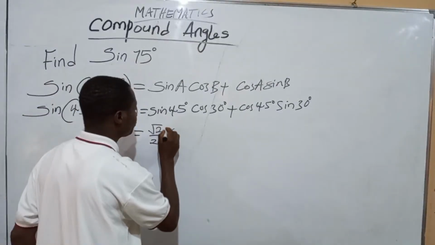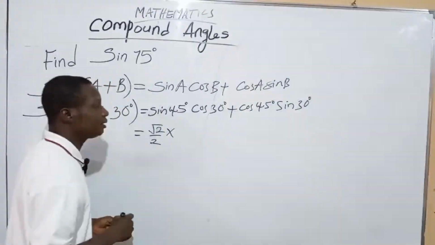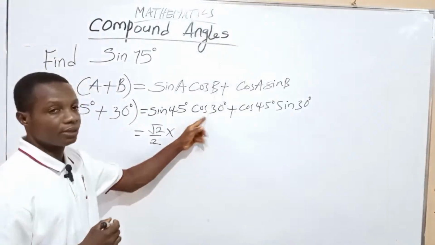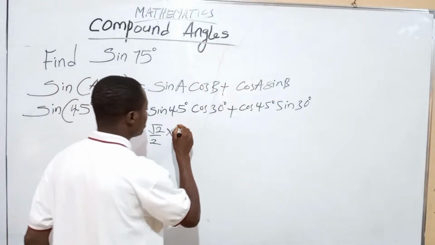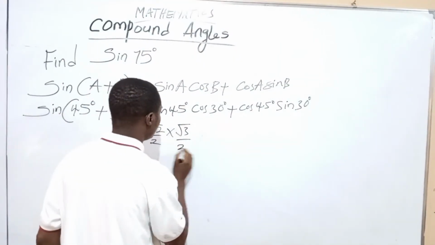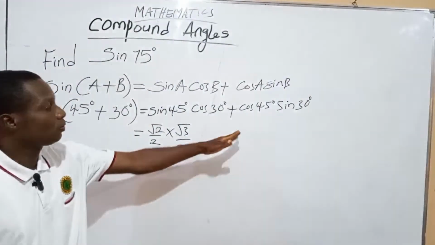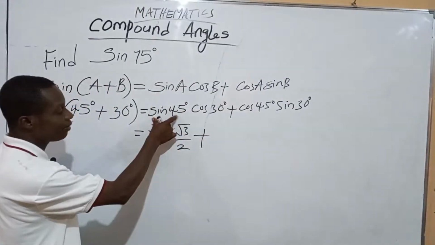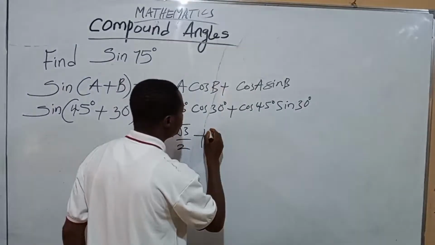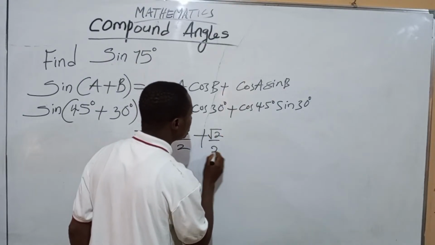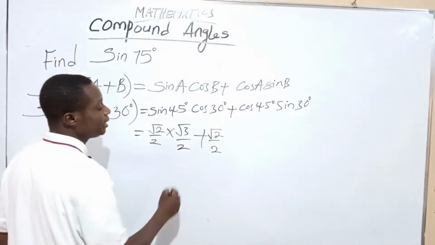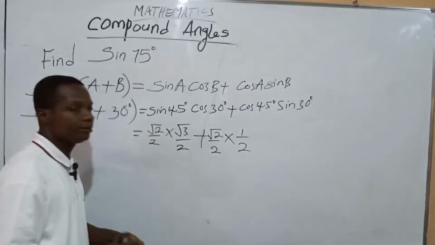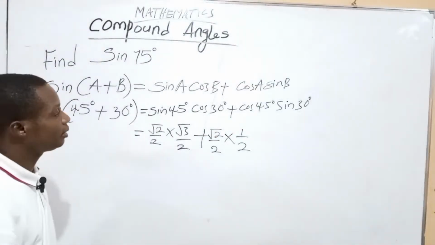Times cos 30 degrees, which is the same thing as sine 60 degrees. So what it means is that we're going to have root 3 over 2. Plus cos 45, which is the same thing as sine 45, which is root 2 over 2. Then we have sine 30. We are all aware that sine 30 is a half, 0.5.